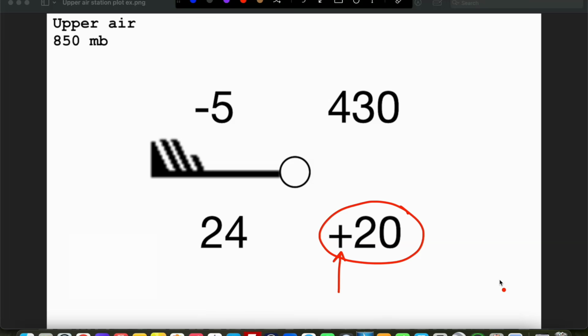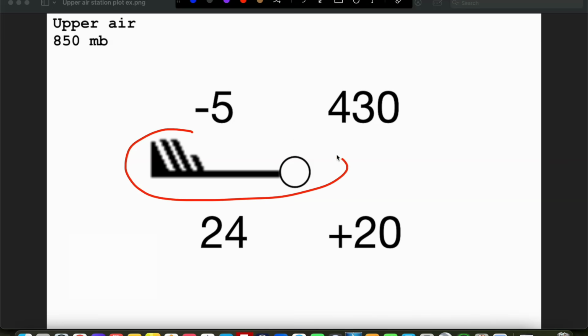And then we have the wind barb, which is exactly the same as it is on a surface station plot. We just count the number of flags and add up the corresponding values of each. So in this case, we have 1 flag, which is 50 knots, 2 full barbs, which are 10 knots each, and then a 5-knot barb there with the half barb. So 50 plus 10 plus 10 plus 5 is 75 knots.